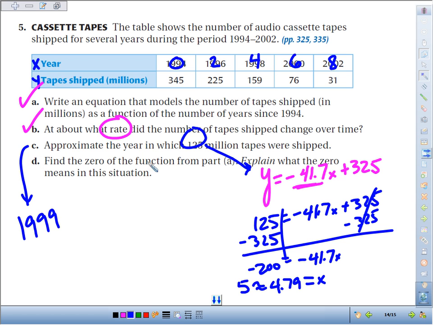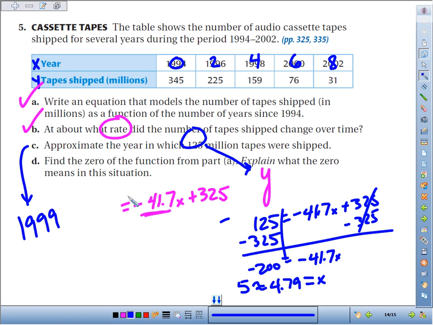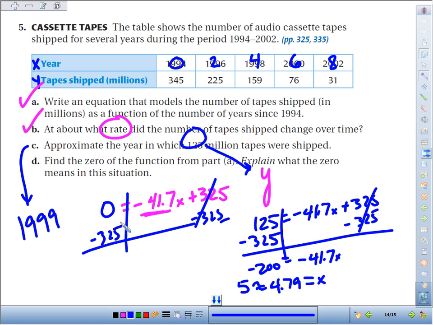The last part, part D, find the zero of the function. Zero of a function, what do I plug in for x so I get 0 for y? Okay, basically, what do I plug in for x so my function kicks out 0? So again, we're at a fence post. We would subtract 325 on both sides. Negative 325 equals negative 41.7x. If you divide by negative 41.7, negative 325 divided by negative 41.7, we get about, x is about 7.79, so we could say it's pretty close to 8.